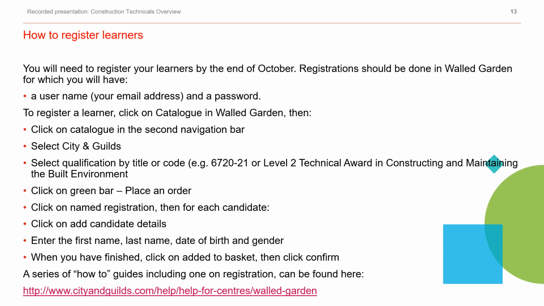As mentioned earlier, bookings are on the Wall Garden, and this slide really just gives you the process that you have to go through, so I'm not going to talk through it, you can see that for yourself. But at the bottom there is a very useful link to further guidance in reference to the use of the Wall Garden.